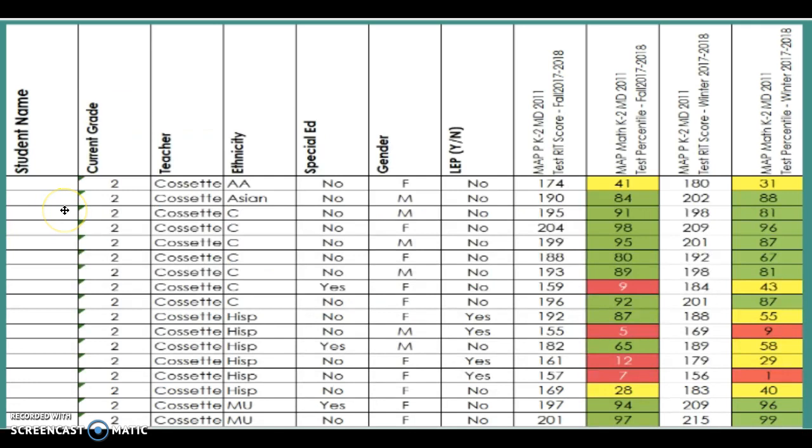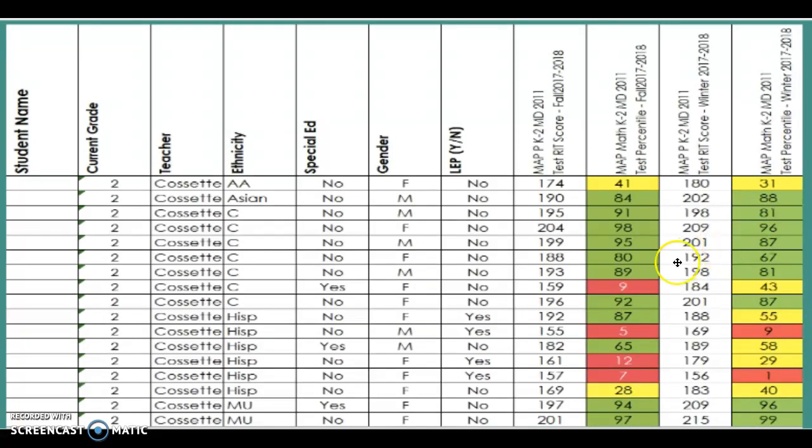So here's her data. Like I stated earlier, she teaches second grade. Here are her special ed population, gender, LEP, and right here is the RIT score for fall 2017-18, and this is where her students scored. She has 4 red students, and here is the winter. Once again, here's the score, and here's how they did on the current test.